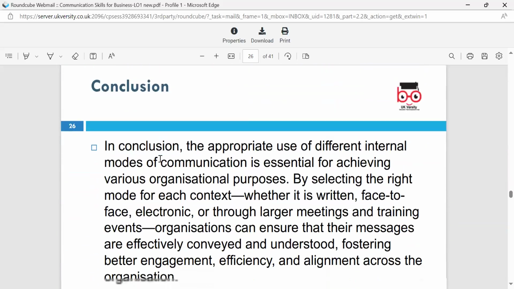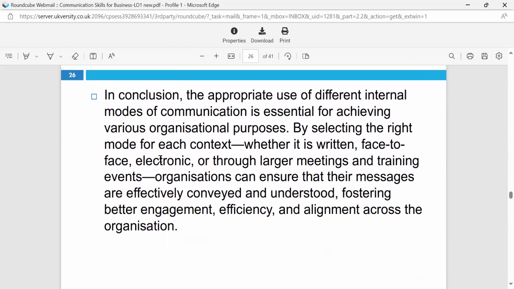So in conclusion, the appropriate use of different internal modes of communication is essential for achieving various organizational purposes. By selecting the right mode for each context, whether it is written, face-to-face, electronic, or through large meetings and training events, organizations can ensure that their messages are effectively conveyed and understood, fostering better engagement, efficiency, and alignment across the organization.